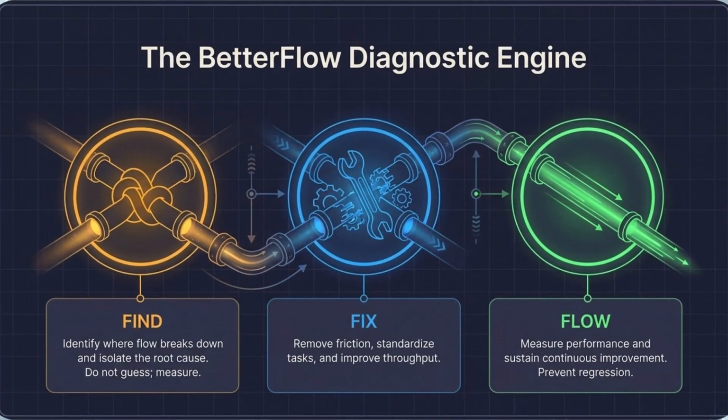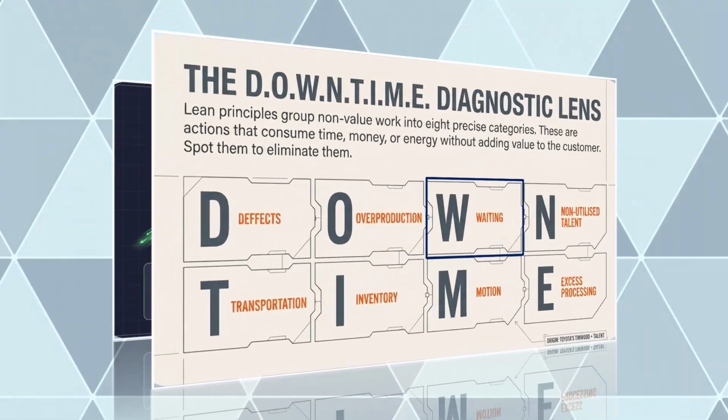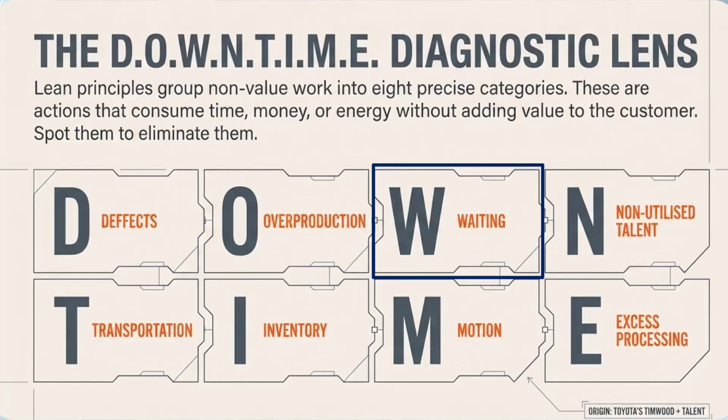So this is part of the overall better flow method, where we're trying to find where the flow breaks down. We're trying to fix things by removing friction, understanding how to standardize various tasks and improving the throughput overall. And then we're trying to keep things flowing over the long term by measuring processes and then preventing things from going backwards. Now this is one of the 8 overall wastes that you'll see in any kind of process.